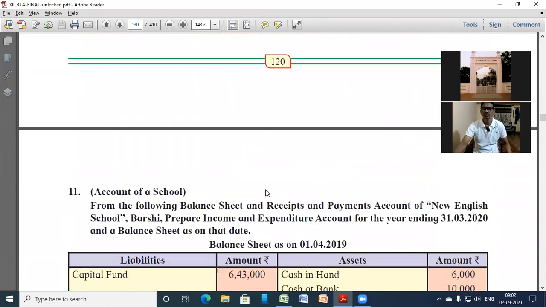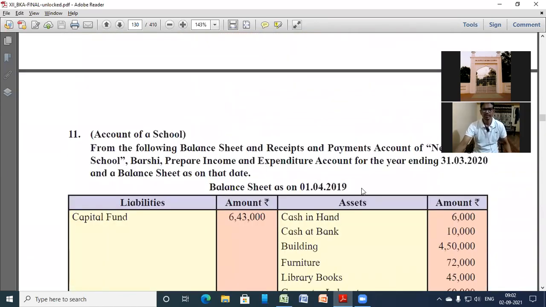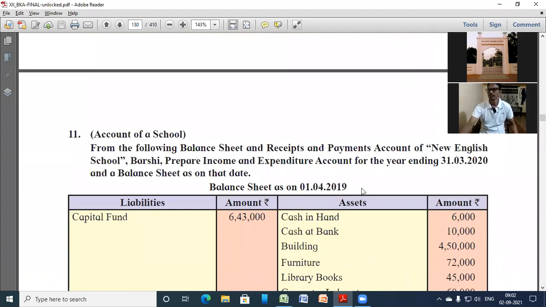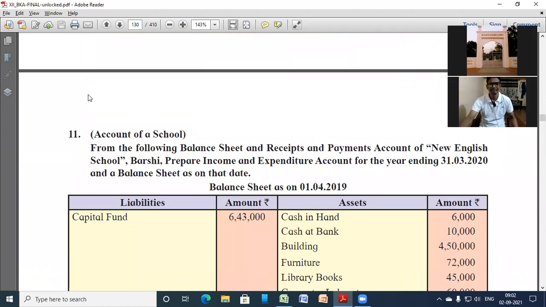Common textbook, page number 221. Here we have a question. Accounts of a school. From the following balance sheet and receipt and payment account of New English School, Barshi, prepare income and expenditure account for the year ended 31st March 2020.